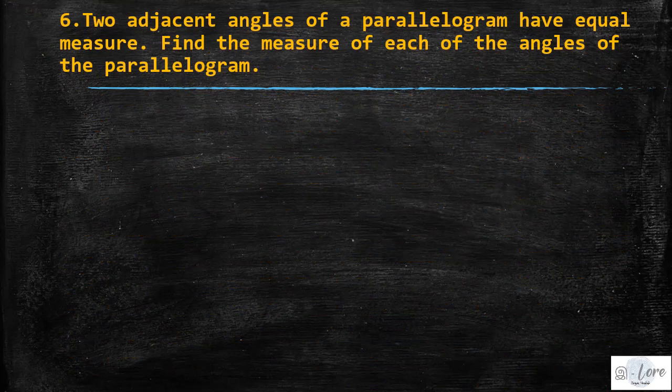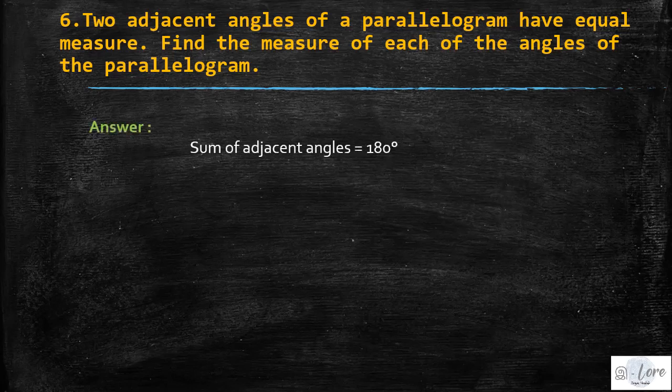The adjacent angles of a parallelogram have equal measure. Find the measure of each angle of the parallelogram. Okay, adjacent angles of a parallelogram have equal measures. They have given equal measures. So we know that the sum of adjacent angles should be 180 degrees. But here they have given us equal. Equal means they should have equal measures. For example, we can draw the picture over there. You can draw the picture and get to know the answer.